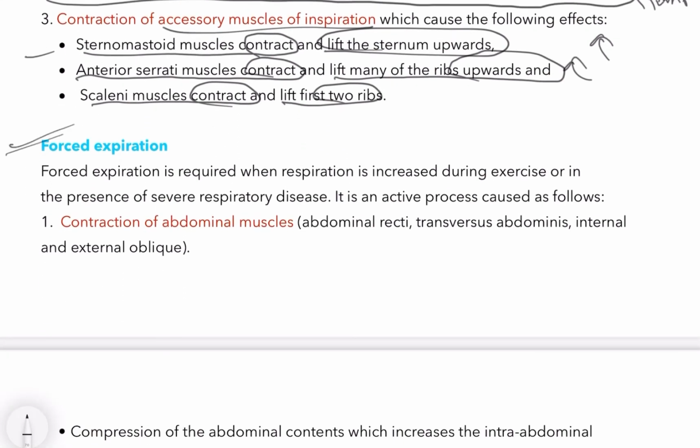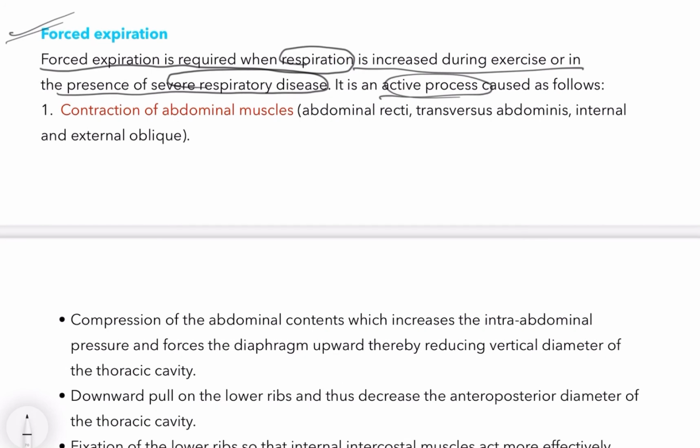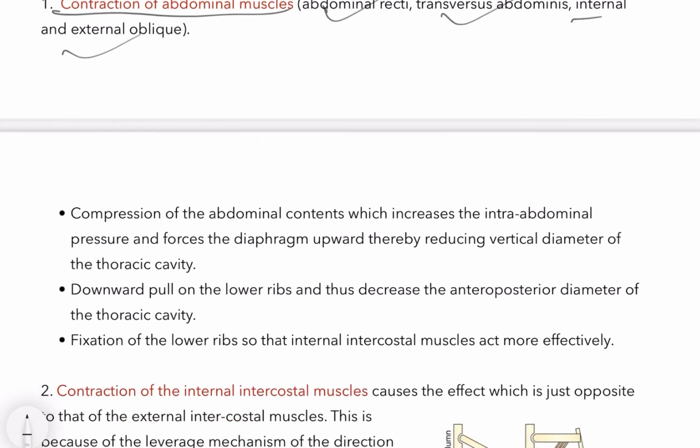Now we will talk about forced expiration. Forced expiration is required when respiration is increased during exercise or in the presence of severe respiratory diseases, and it is an active process as we have told. Now, contraction of abdominal muscles, like abdominal recti, transverse abdominis, internal and external oblique muscles, causes compression of the abdominal content, which increases the intra-abdominal pressure.